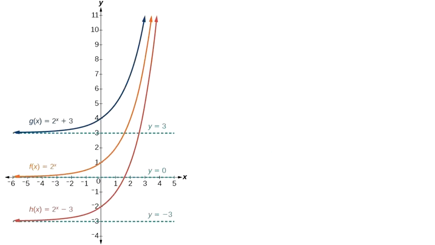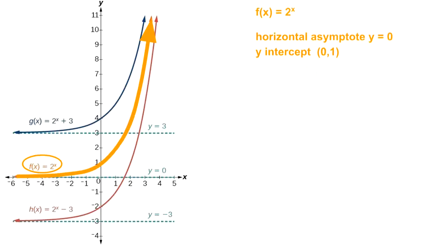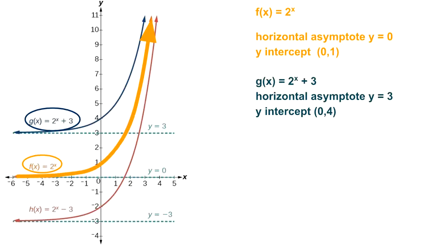And then you'll notice that if I take y equals, or f of x equals 2 to the x, that's the yellow one in the middle. And if I were to add a 3 at the end, it's going to cause the whole graph to shift up by 3. Now keep in mind, the y-intercept used to be 1, and now it's going to be plus 3, so it's going to be a 4. The horizontal asymptote used to be 0, and now it's going to be plus 3, or y equals 3.